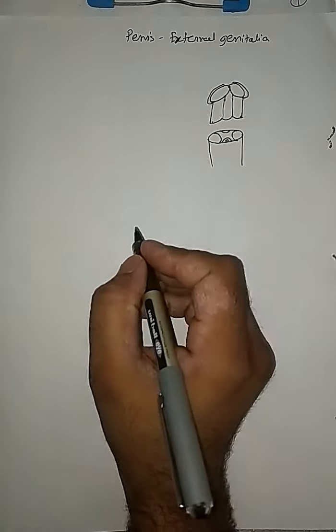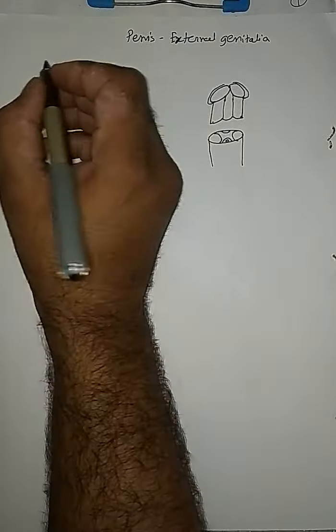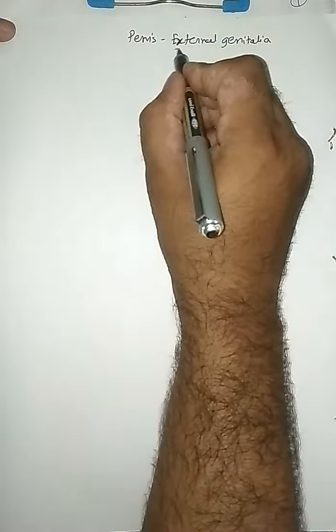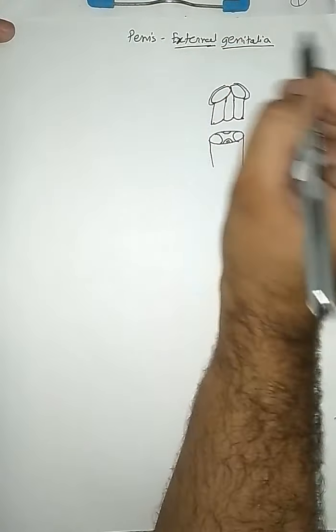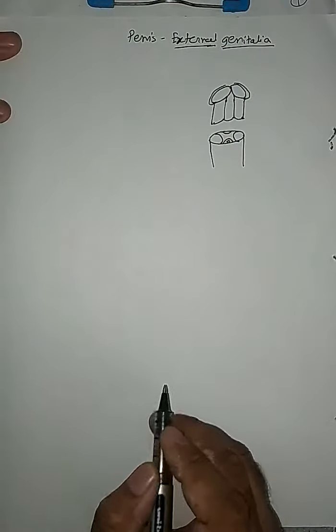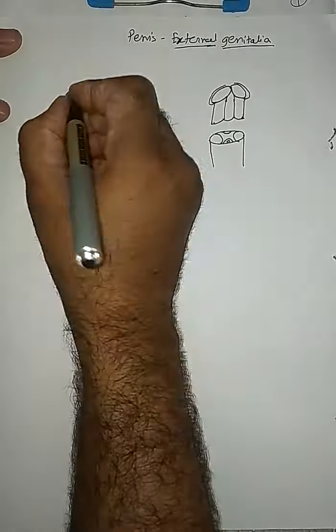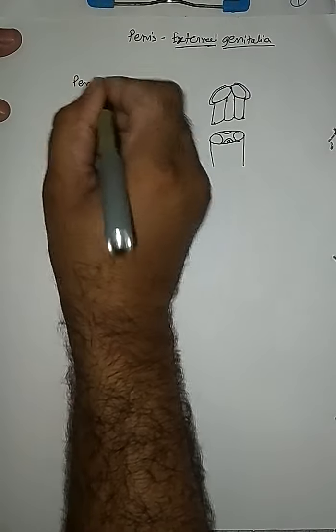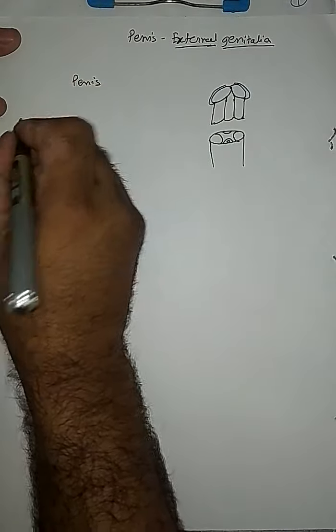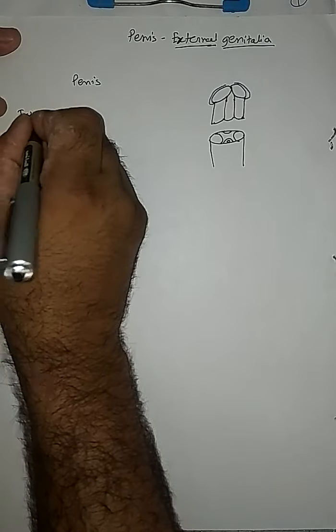Now we will see the penis. The penis is basically the external genitalia in the male reproductive system. If you see the transverse section of the penis, it has two parts.